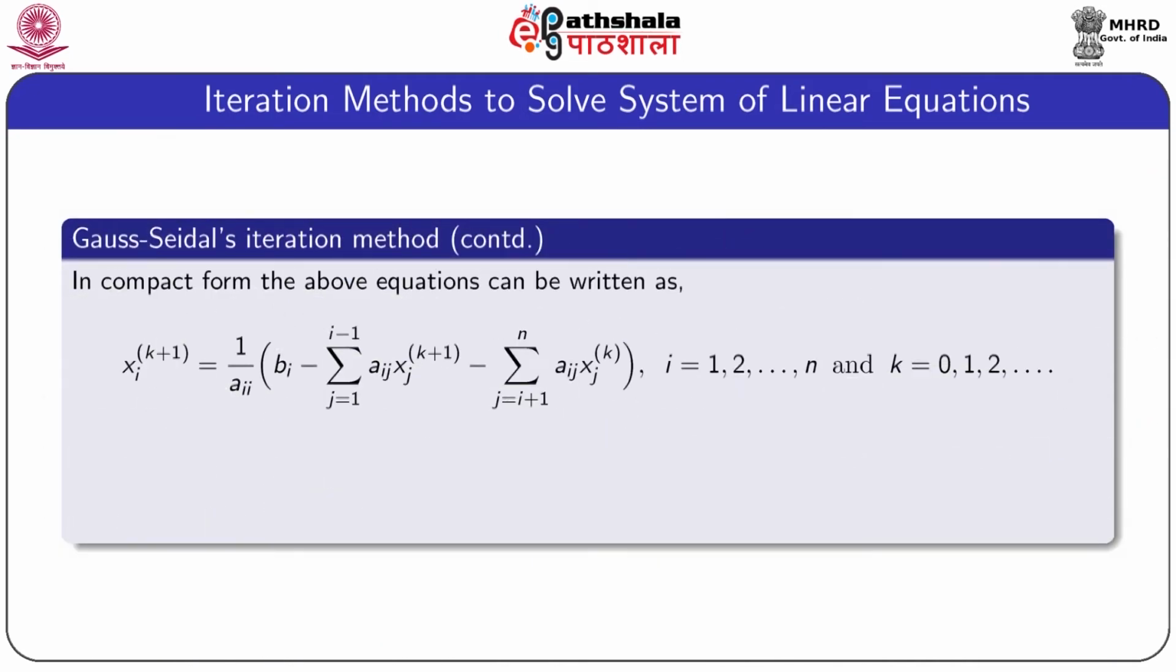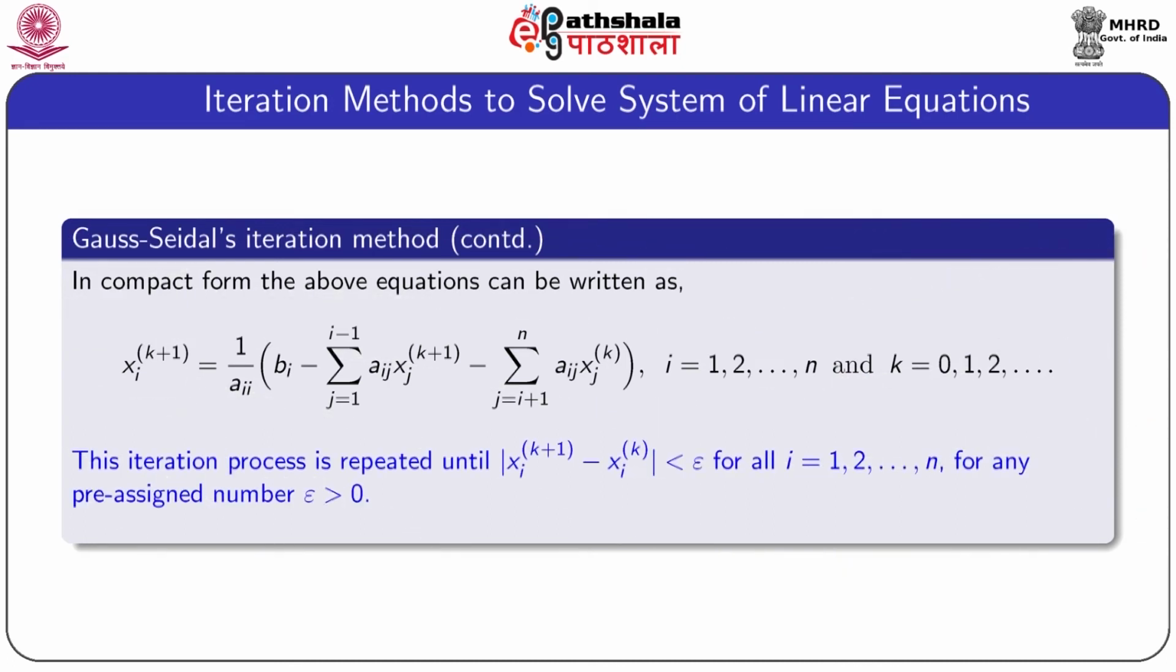In compact form, the above equations can be written as the k plus 1 iterated value of the variable xi equal to 1 by aii into bi minus summation j equal to 1 to i minus 1 aij xj k plus 1, that means the k plus 1 iterated values are used in this term, minus summation j equal to i plus 1 to n aij xjk. In the second term, we have used the kth iterated values of the variables, and this is valid for all i equal to 1 to n and also valid for all k equal to 0, 1, 2 and so on.